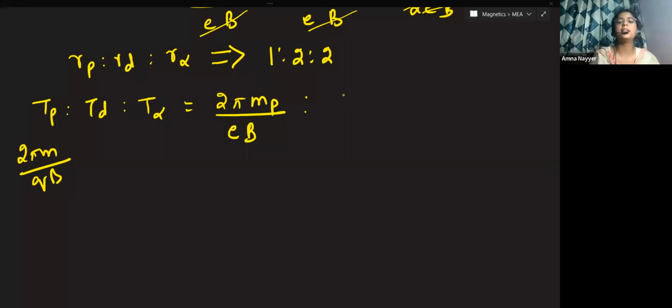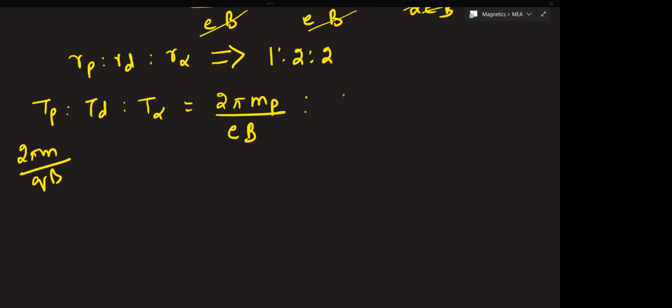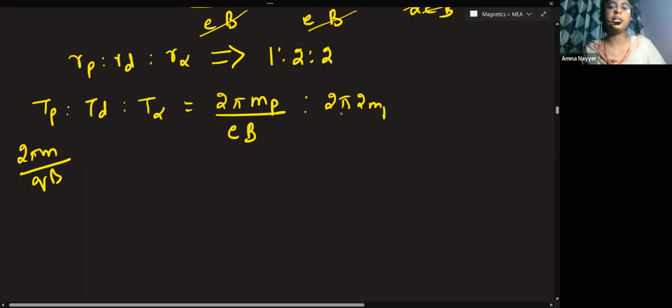Samaira, can you tell what will be the formula for the deuteron? Formula of time period for it. It's 2 pi into 2 mp by eB. Yes, correct. 2 pi into 2 mp divided by eB. Why 2 mp? Because it is twice the mass of proton.